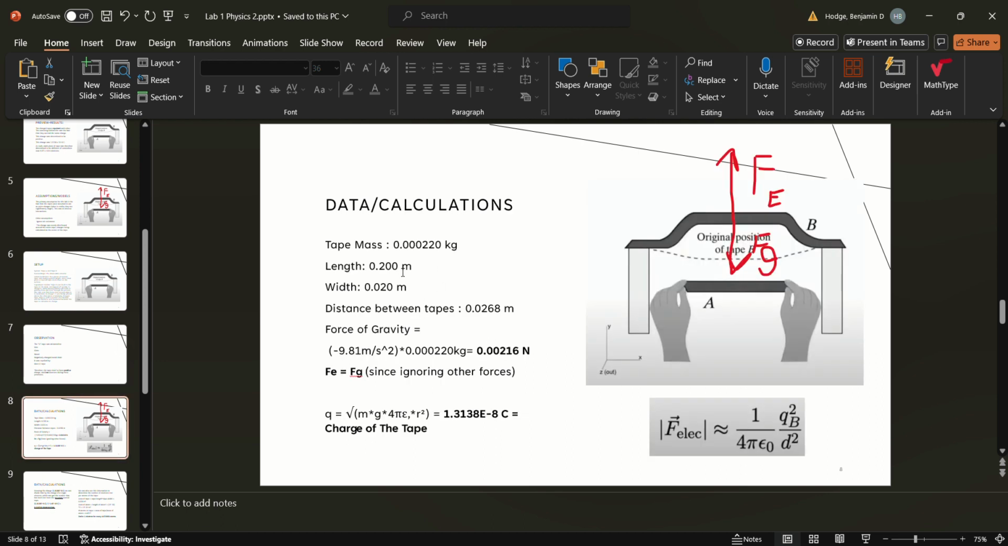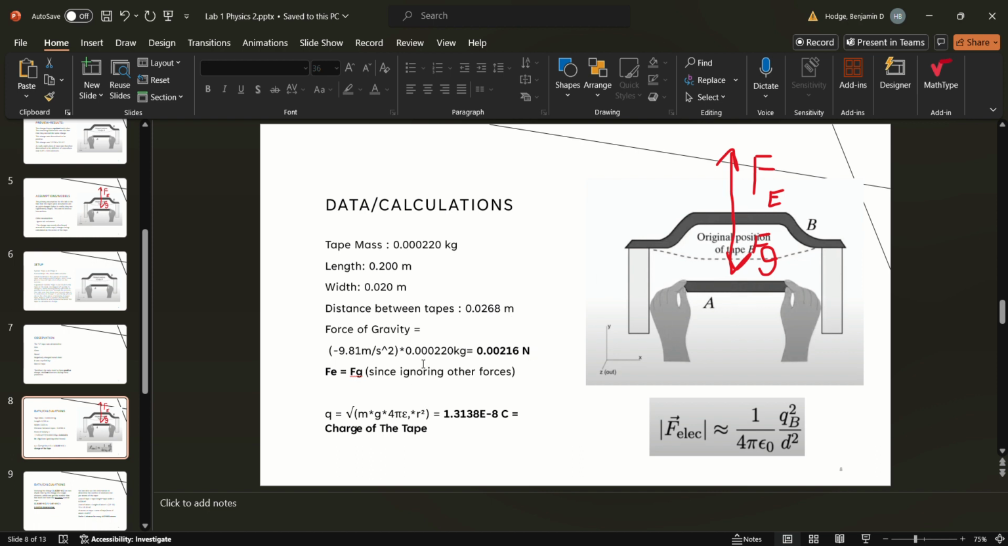Let's do some calculations. We know that our tape mass, based off of some standard stuff and just weighing it, is 0.00022 kilograms, which is not a whole lot. Its length is approximated based off of this, but this is about what we got it to be. And the distance between the tape is 0.0268 meters right here. So this is that difference right there.